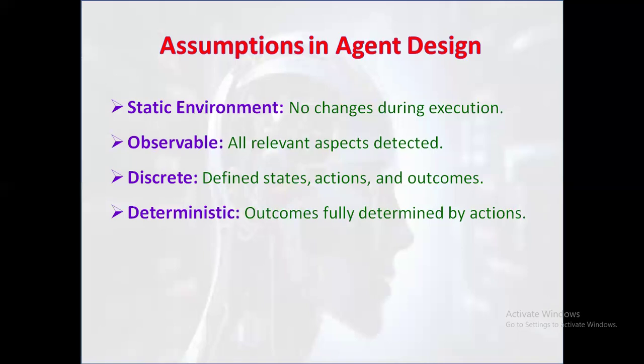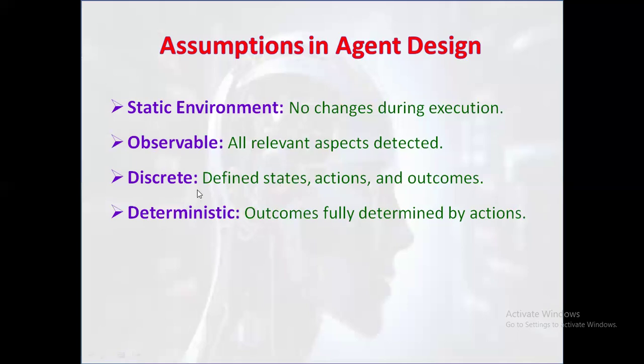Next, the agent is observable. The environment is assumed to be fully observable, meaning that the agent can detect all the relevant aspects of the environment necessary for making decisions. This assumption ensures that the agent has complete information about its surroundings and can make informed choices.